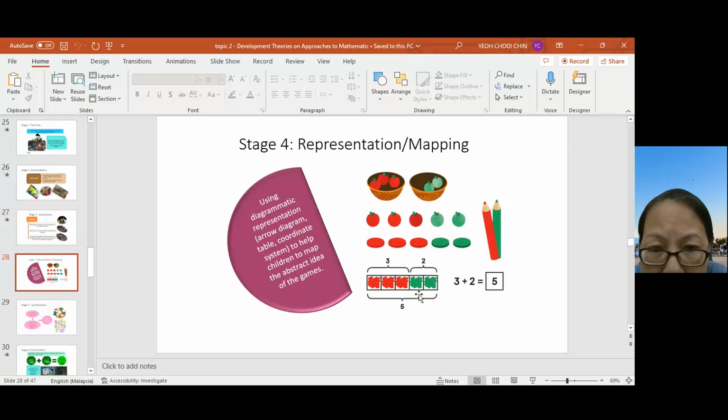So representation and mapping, using diagrammatic representation, arrows, diagrams, tables, coordination to help children map the abstract idea of the games. So you see, first you have 3 red apples plus 2 green apples. Or 3 red buttons plus 2 green buttons. So you have 1, 2, 3, 4, 5. You ask them to count, and then you have 3 plus 2 equals 5. This is the abstract. Mapping.